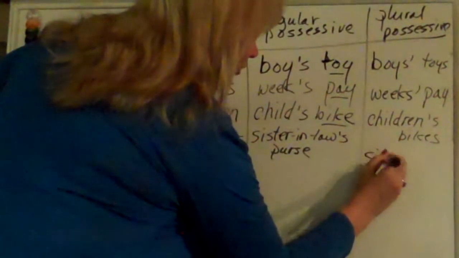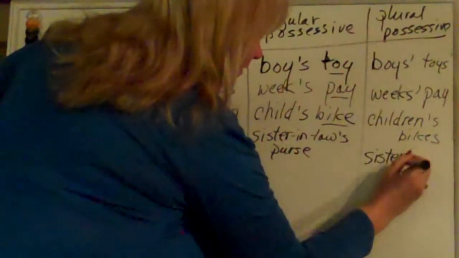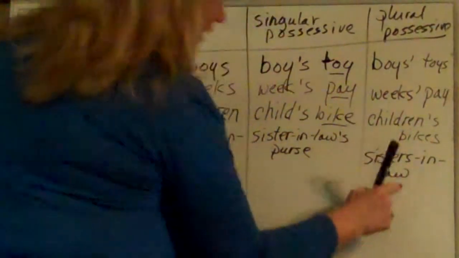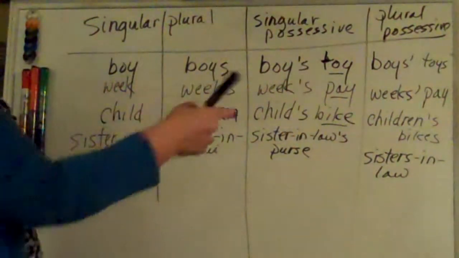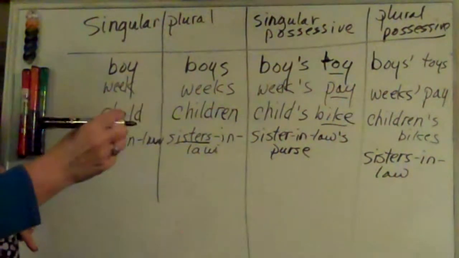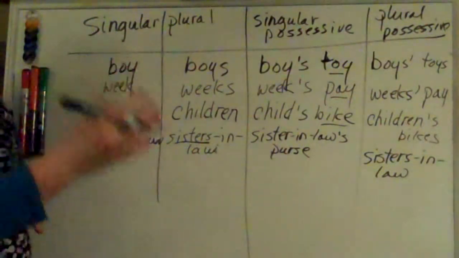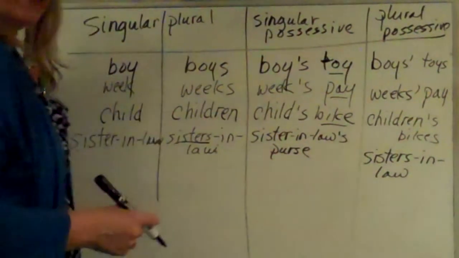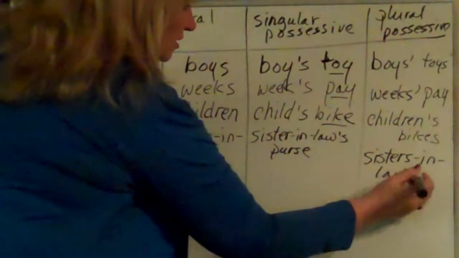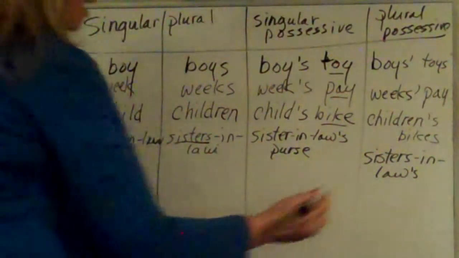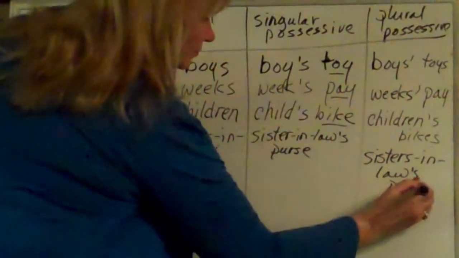So I'm going to write the plural form first. Sisters-in-law. Now, I always look at the ending to see if it ends in S. Now, you notice sisters-in-law, the S actually is on the first word. So my plural form does not end in S here. It ends in this right here, right? So I'm going to do this, apostrophe S, and then I'm going to do purses.